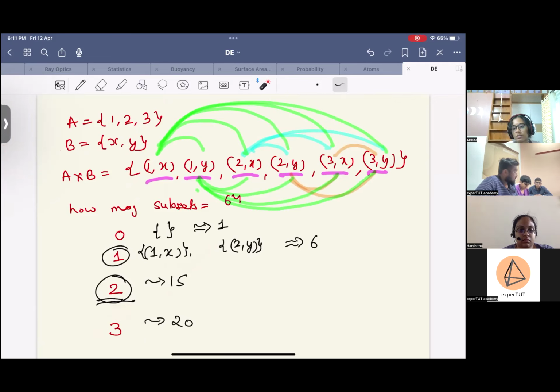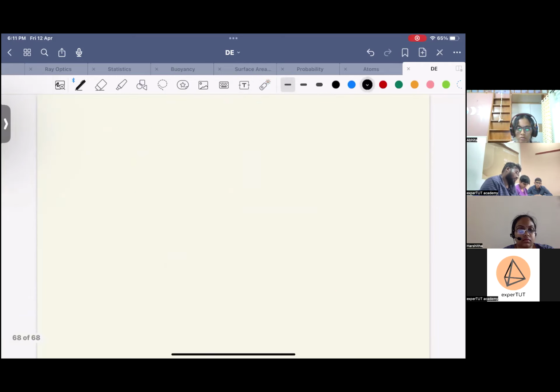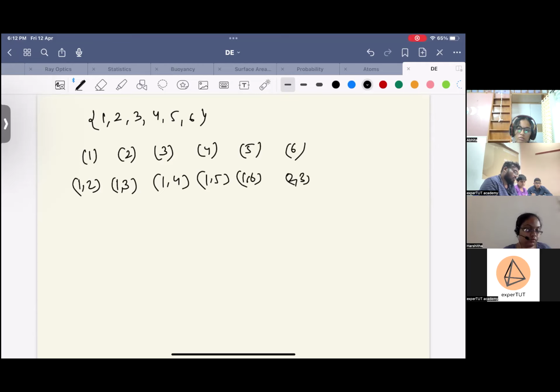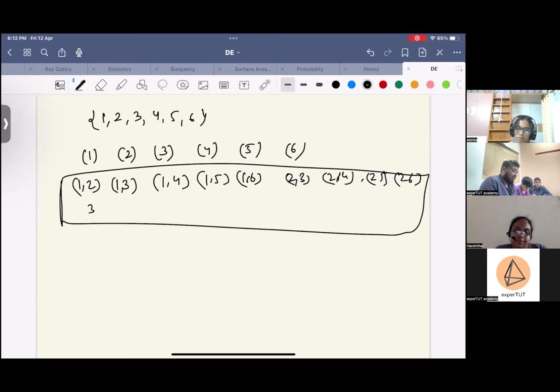6. These are taking 3 elements together. I will write again for you. Let's say you have 1, 2, 3, 4, 5, 6. These are 6 elements in a set, right? If you take one element at a time, you'll have 1 or just 2 or 3 or 4 or 5 or 6, right? If you take 2 elements at a time, 1, 2, 1, 3, 1, 4, 1, 5, 1, 6, again 2, 3, 2, 4, 2, 5, 2, 6, understood? And then 3, so these are 2 elements together, right? How many will there be? 15.